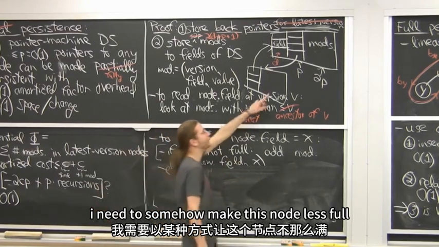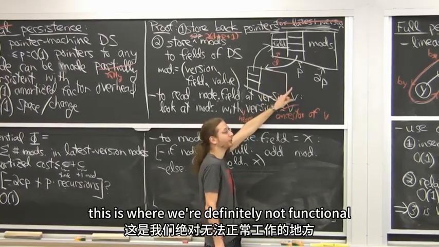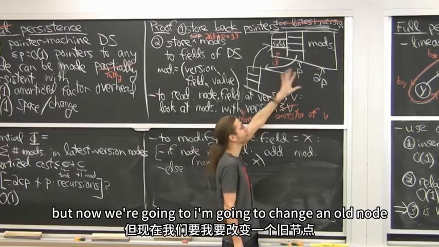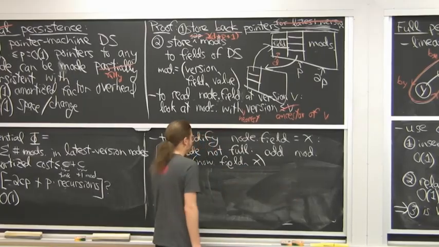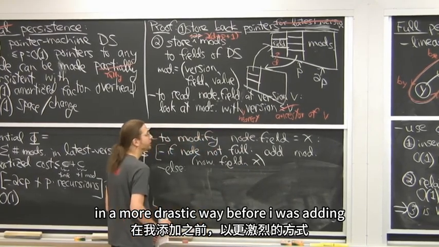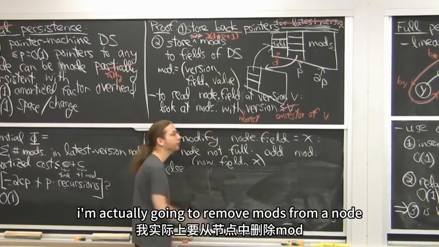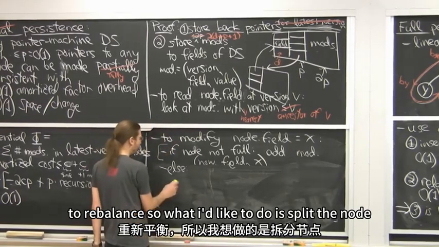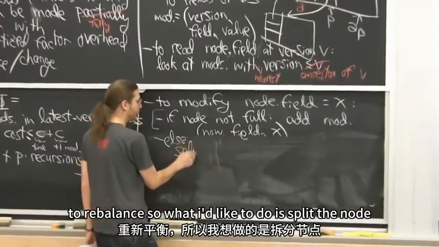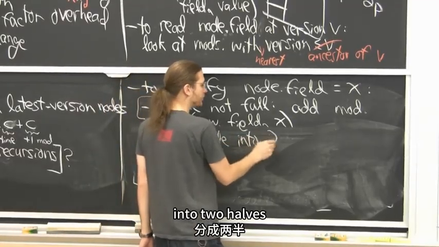I need to somehow make this node less full. This is where we're definitely not functional. None of this was functional, but now I'm going to change an old node, not just make a new one, in a more drastic way. Before I was adding a mod, that's not a functional operation. Now I'm actually going to remove mods from a node to rebalance. So what I'd like to do is split the node into 2 halves.